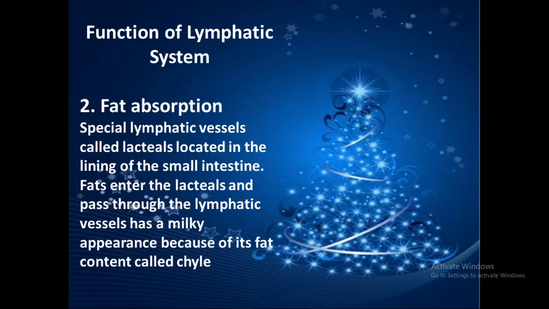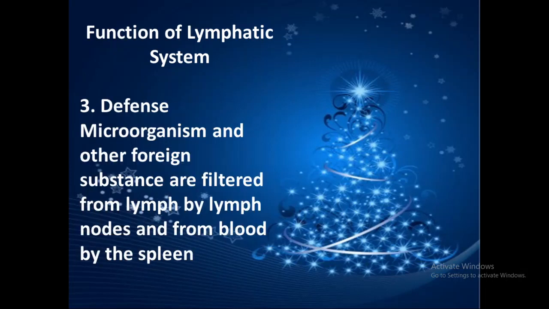And number three is defense. Microorganisms and other foreign substances are filtered from lymph by lymph nodes and from blood by the spleen. In addition, lymphocytes and other cells are capable of destroying microorganisms and foreign substances, because the lymphatic system includes our immunity, and also the thymus gland, which produces T lymphocytes responsible for our immune system.